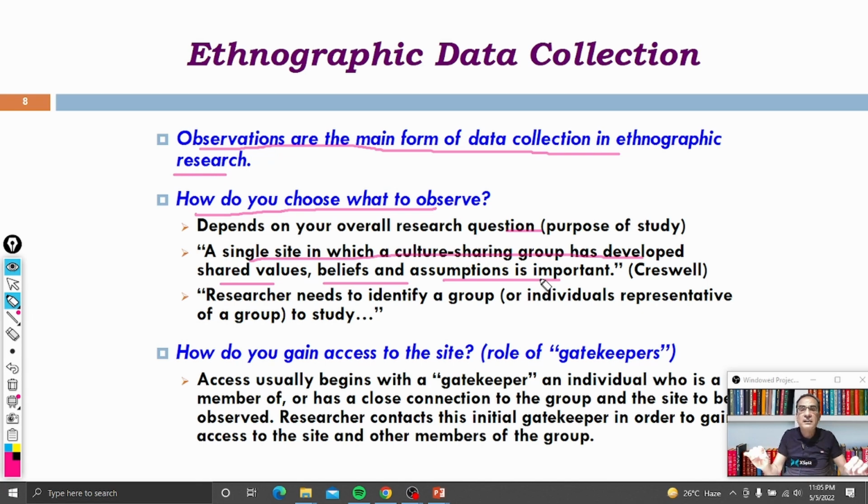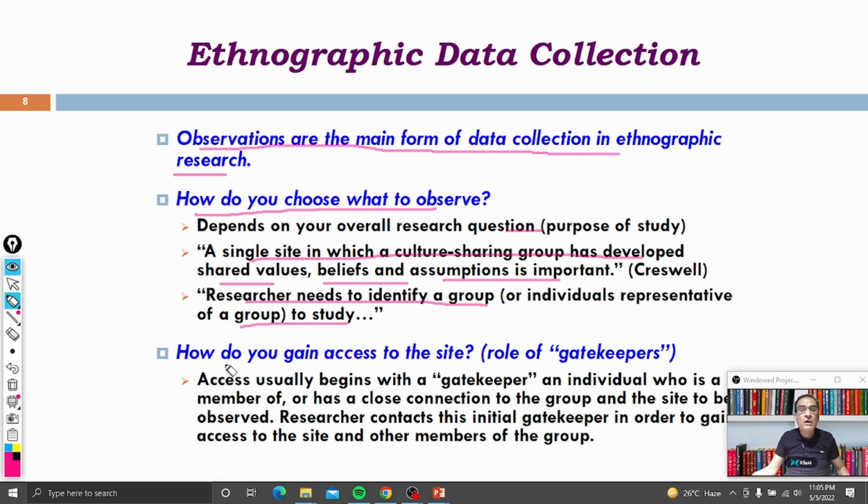Another example: you go into any community, like the Hazara community. In qualitative research, you will identify the shared values, beliefs, and assumptions about that community. So these two are simple examples of qualitative research. In qualitative research, you need to identify a group or an individual of a group for collecting the data.